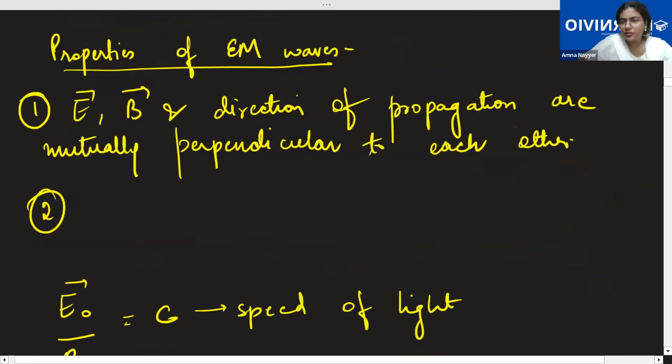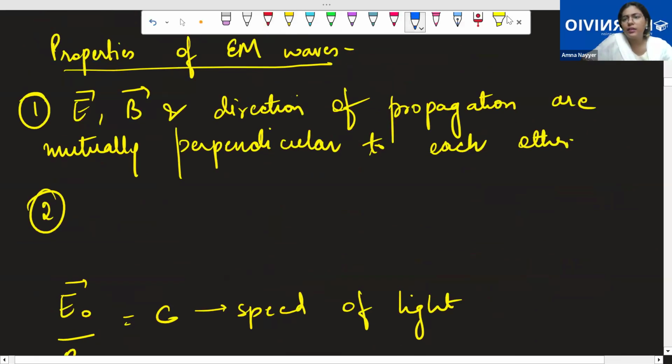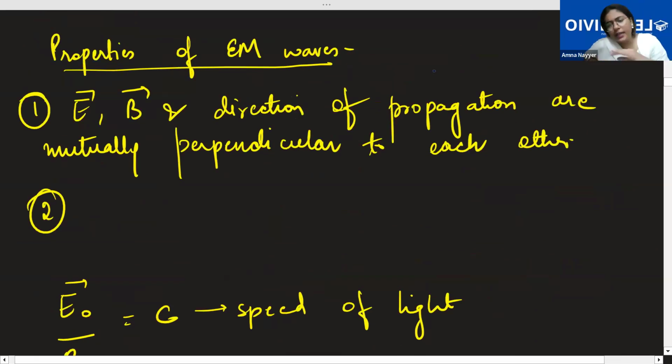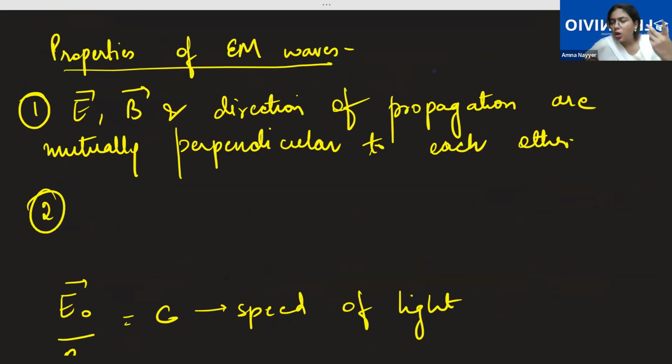Let me come to the properties first, because it's in continuation with what we have just studied. First property is very simple. Electric field, magnetic field, direction of propagation. All of them will be perpendicular to each other.